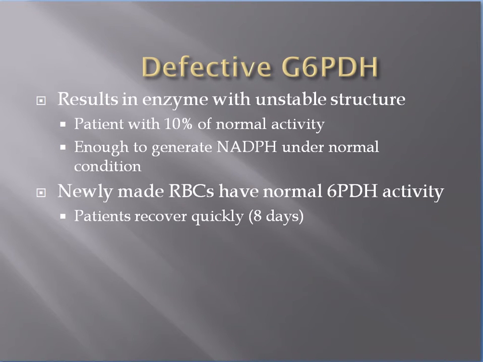What is the defect? Glucose 6-phosphate dehydrogenase deficiency results in an enzyme with an unstable structure. Patients with 10% of normal activity can still generate enough NADPH under normal conditions. Newly made RBCs have normal glucose 6-phosphate dehydrogenase activity, so patients recover quickly, in about 8 days.